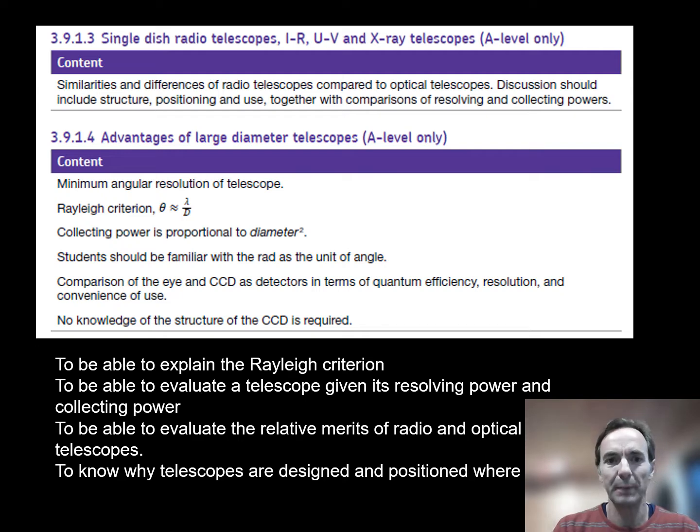I'm going to actually go to this part of the specification before I do this part, because you really can't do this without working out what resolving power is first. So specification people from AQA, you might want to put these in a different order. But anyway, I'm going to do this part first, just these first 2 sections here. I'm going to be able to explain the Rayleigh criterion, and then to evaluate a telescope using its resolving power.